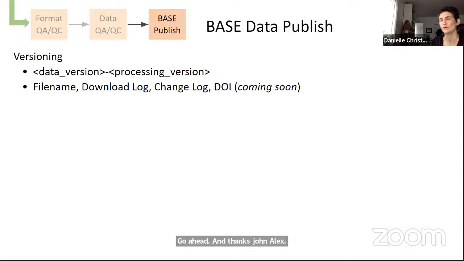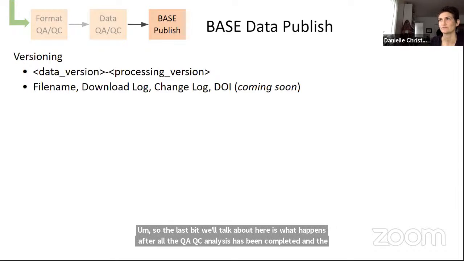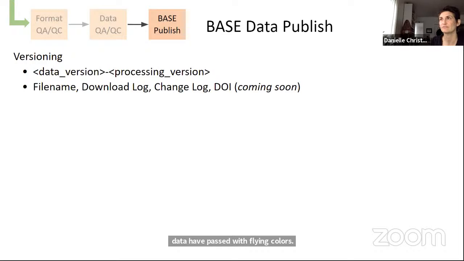It's a two-numbered version. The first part of the version is dependent on the data. So if you are adding new time steps to your data record, or you've replaced data because you've reprocessed or fixed something along the data record, that data version will increase.